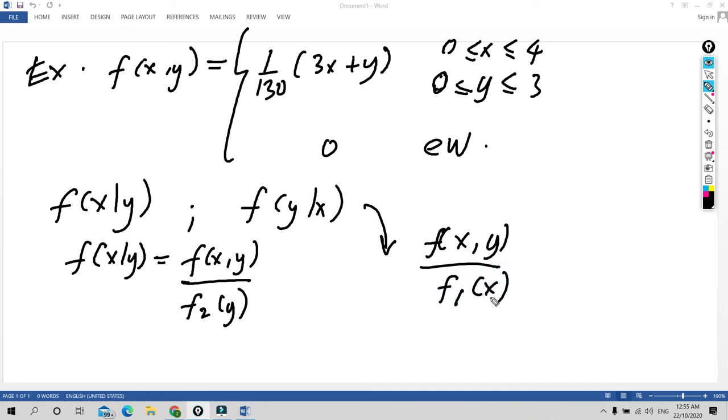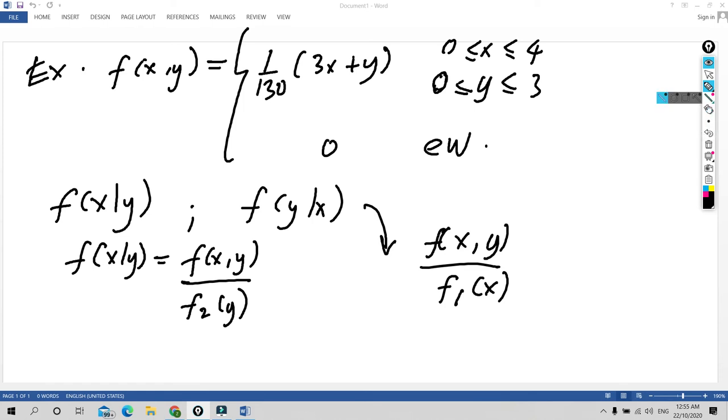To solve this, we need to find f sub 2 of y and f sub 1 of x. So first of all, we need to find f sub 1 of x and f sub 2 of y. Previously we have found them. Now let's try to find f sub 1 of x and f sub 2 of y.